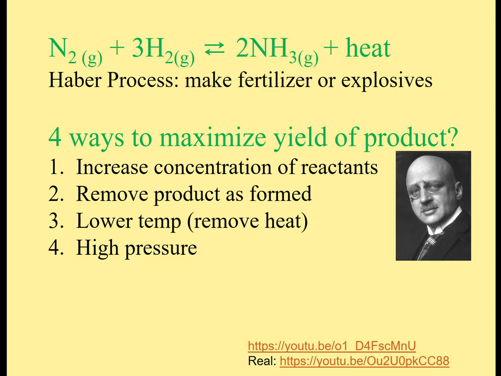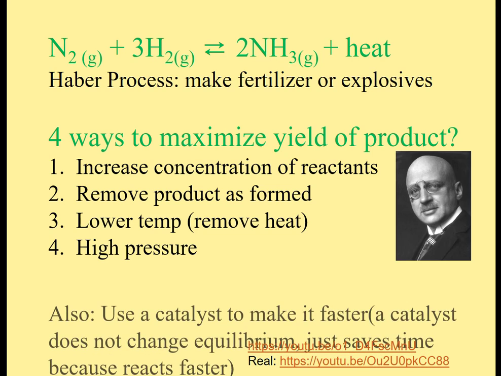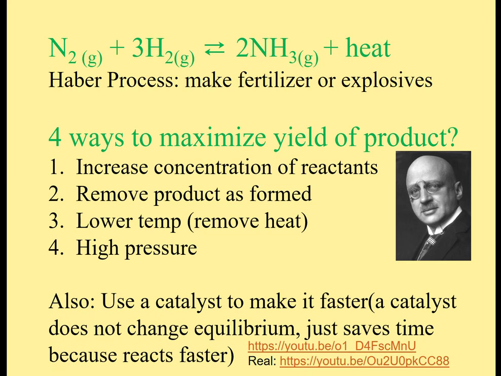And then I can influence the pressure. I see that on my reactant side I have 4 moles, and on my product side I have 2. So if I increase the pressure, then that will favor that product side. And there actually is one more way to influence this, and that is to use a catalyst to make it faster. The catalyst doesn't change equilibrium, it just saves you time. If you're interested in seeing a YouTube video of this, there are some links there.